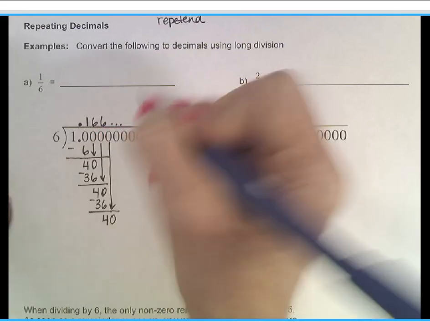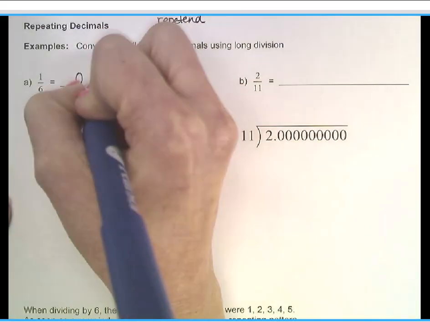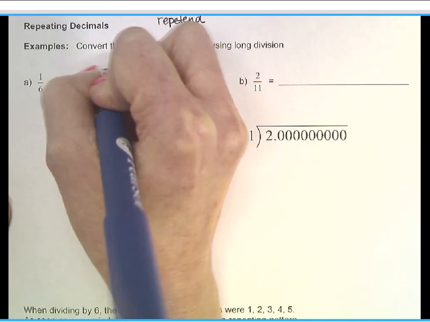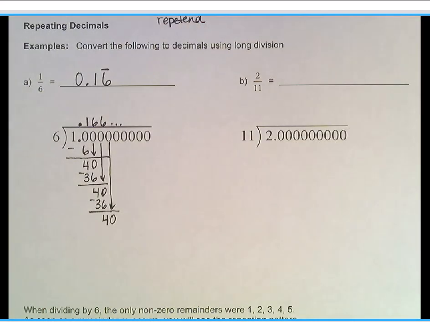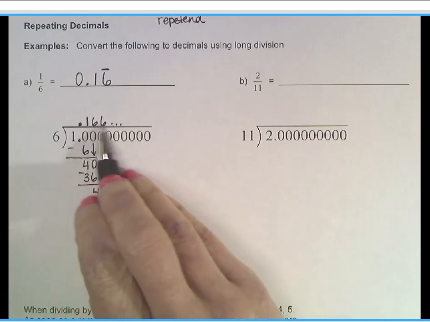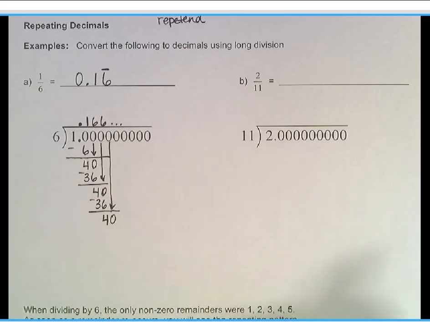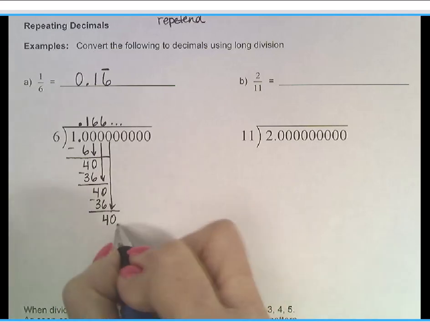Okay, so the way that we write that as a repeating decimal is like that. 0.1, and we just put the repeating bar on top of the 6 because the 6 is the thing that repeats. It's 0.16666666666, etc., etc., etc.